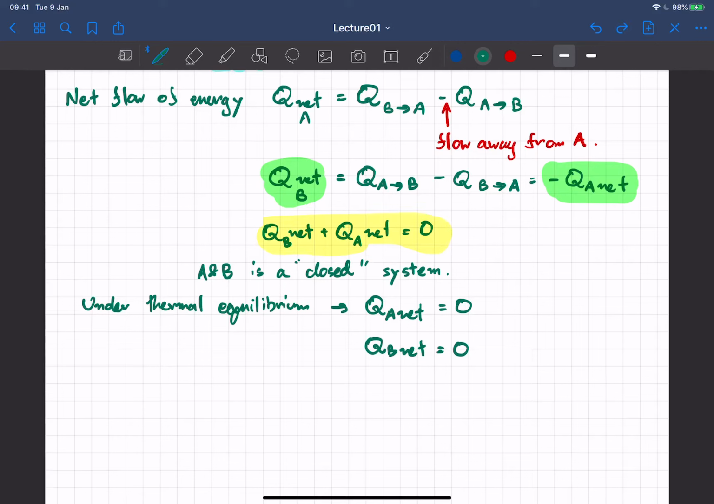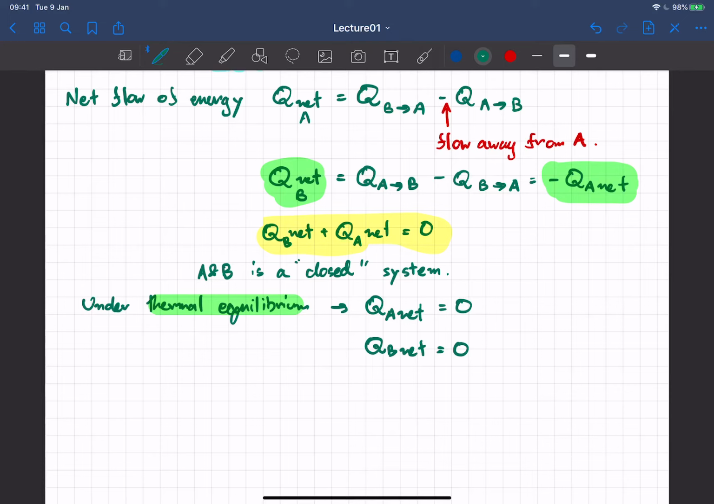Alright, so this equation Q_A net plus Q_B net has to be 0. It doesn't mean that each one has to be 0. Okay, so this one can be some positive number, this one can be some negative number, and they add up to 0. That's fine. But under thermal equilibrium, this is a more strict condition. It means that Q_A net equal to 0 and Q_B net equal to 0.